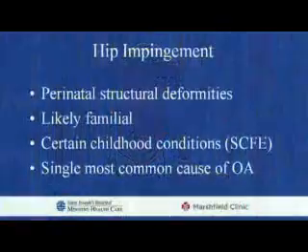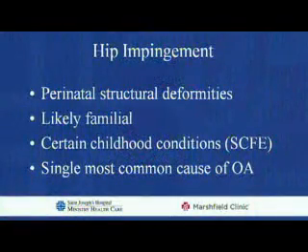But that happens usually when there's excessive movement, related to either laxity of the hip capsule or excessive range of motion in a patient, either due to their activity level or due to the laxity of their hip. Most cases, though, are related to perinatal structural deformities which occur in utero. And we think at this point in time that many of them are familial.